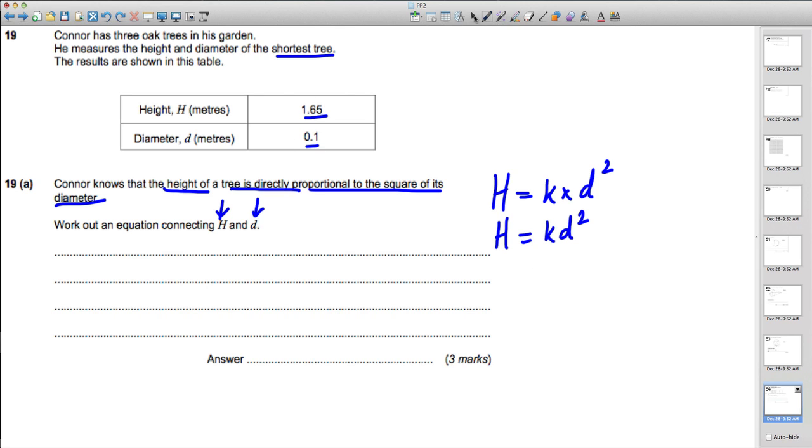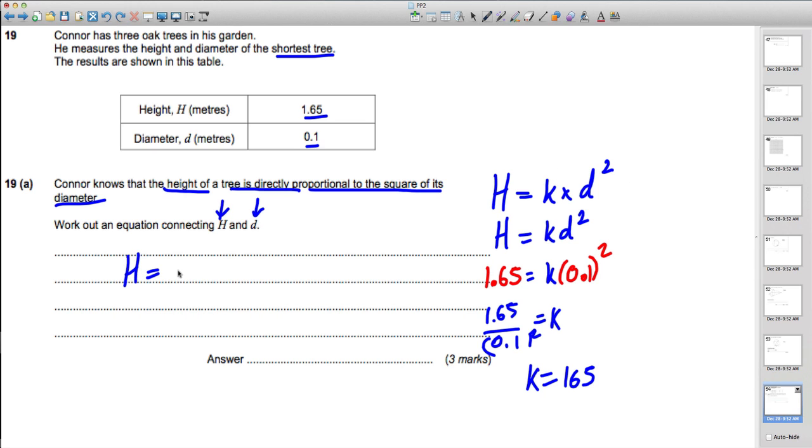Now, you know some facts here. If you substitute in 1.65, the height, and d is 0.1, you can work out k. K, therefore, must be 1.65 divided by 0.1 all squared. So 1.65 divided by 0.1 squared is equal to 165. K is therefore 165. So you can rewrite this formula with k in it. h is therefore equal to 165 d squared. And you have your formula.